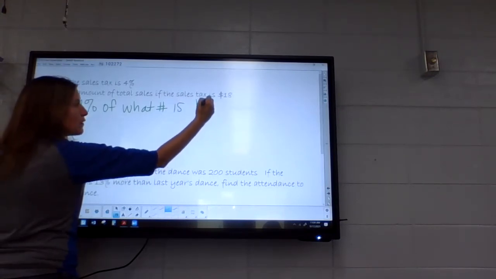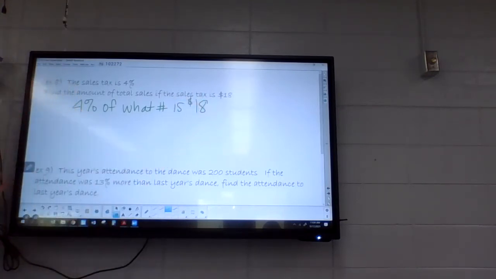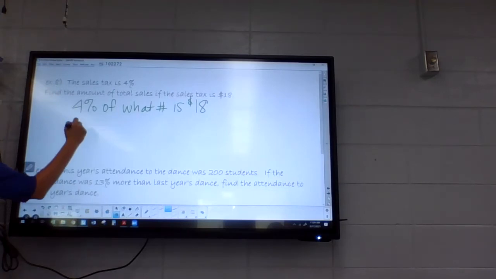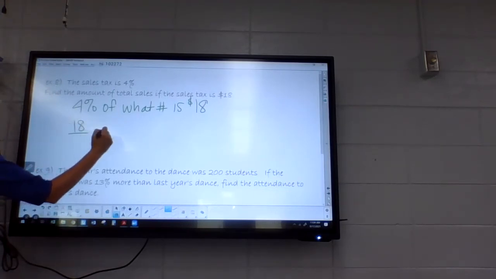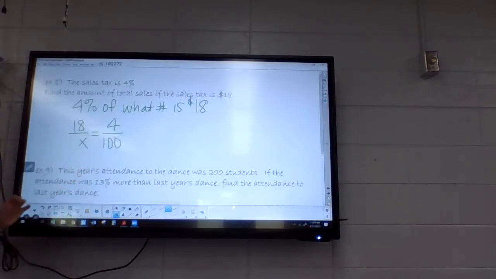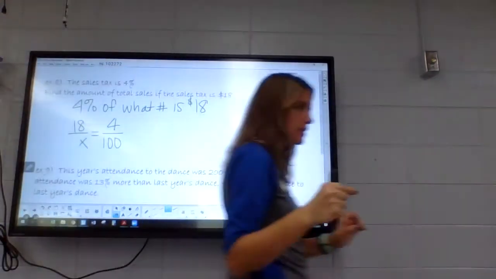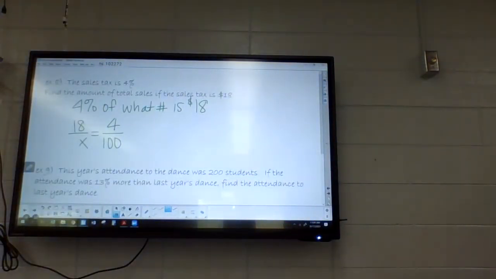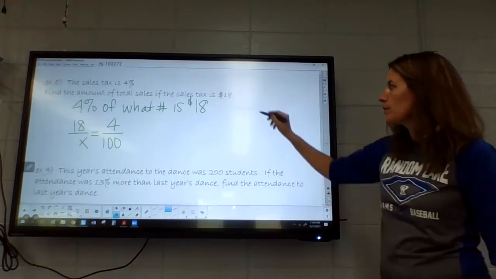So we found the sales tax, or we are given the sales tax. 4% of what number is 18? Understanding that we have the answer, we have the sales tax this time. So this time I'm going to put the 18 on top, and I'm going to figure out what that original value is. I'm figuring out what 18 is 4% of.